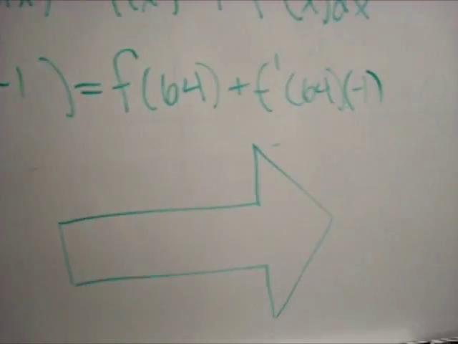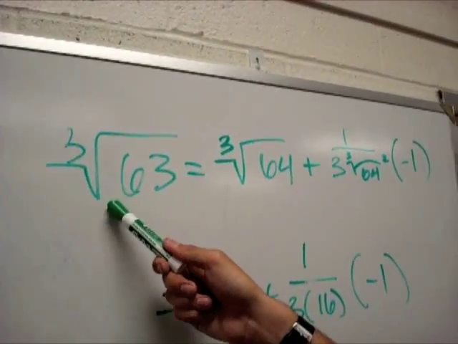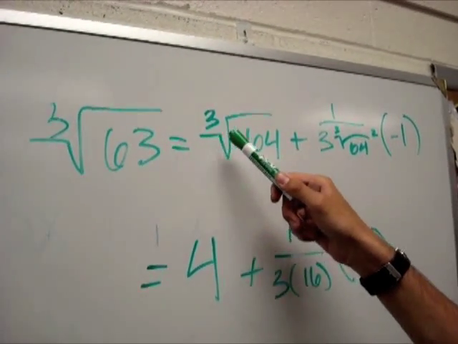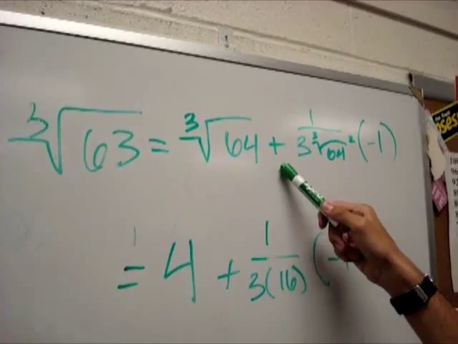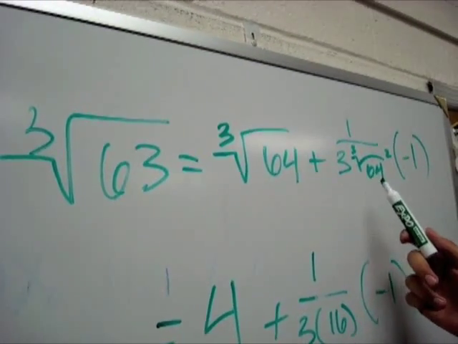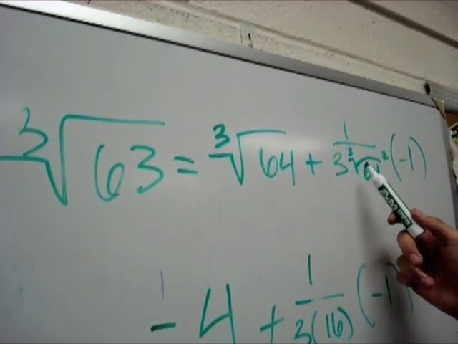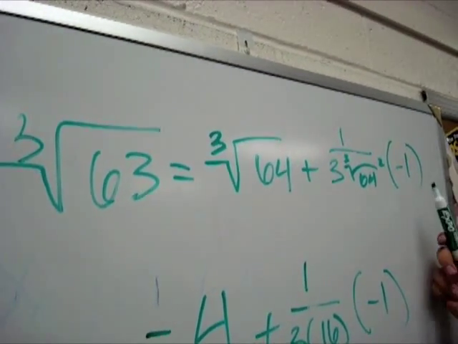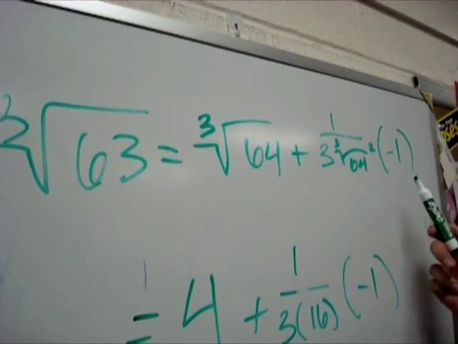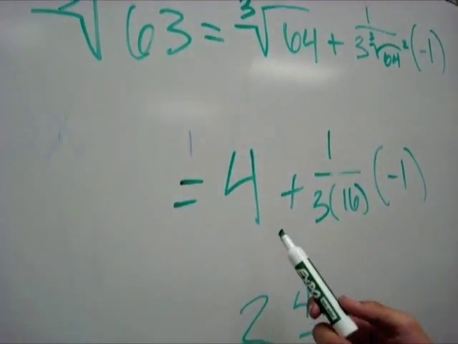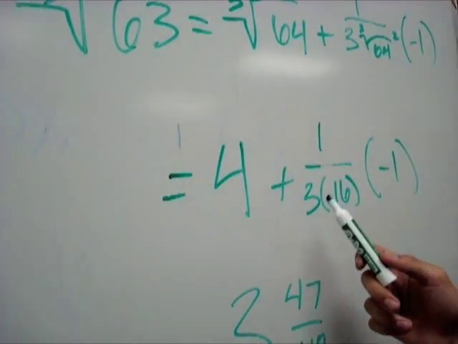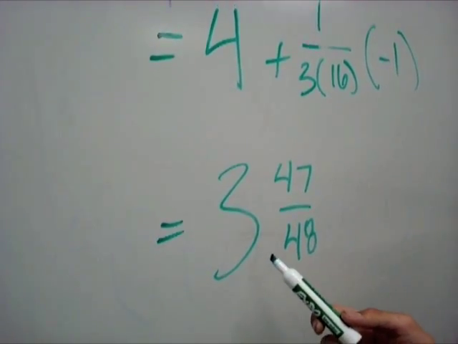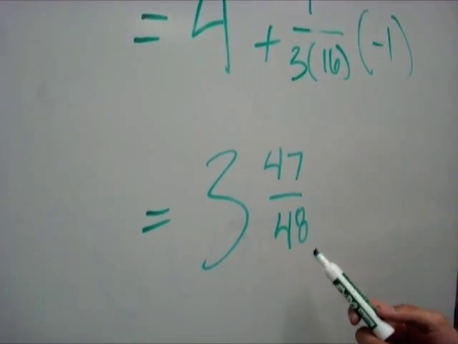Now we're going to make our linear approximation. So we're approximating the cube root of 63. Here we have our equation: f of x, which is the cube root of 64, plus the first derivative, which is 1/3 times x to the negative 2/3, where x equals 64 in this case. And we're going to include our dx here, which is still negative 1. Now as we simplify that, we get 4 plus 1 over 3 times 16 times negative 1. When we add that all up, we get 3 and 47/48.